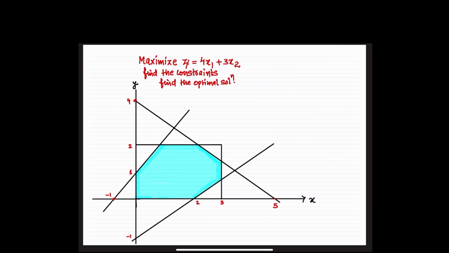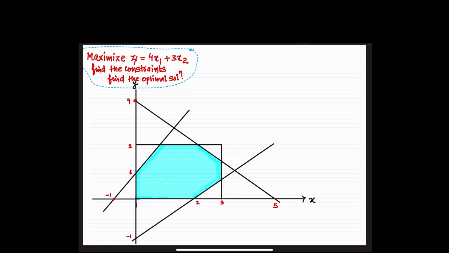So in this question, we are asked to find the LPP's constraints, and then to find the optimal solution. The region is given. This is the feasible region that is shaded in blue. So this is the feasible region of the LPP. We are asked to find the constraints.